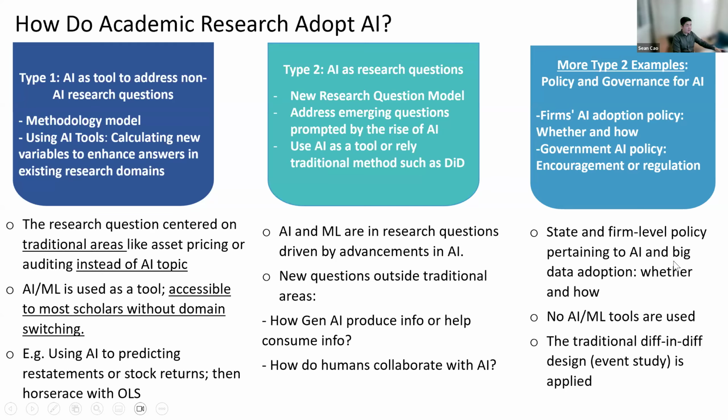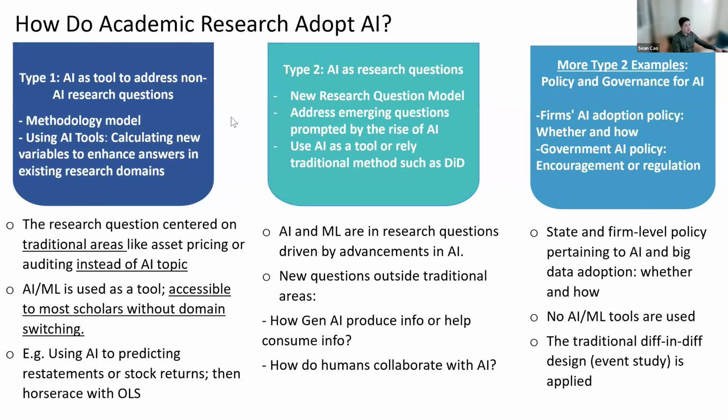So you can see that type 1 and type 2 are different. Type 1 uses AI as a tool, but the question is not AI, while in type 2 AI is the question. And more people I see are combining type 1 and type 2. They're using AI as a tool, and the question itself is also AI.